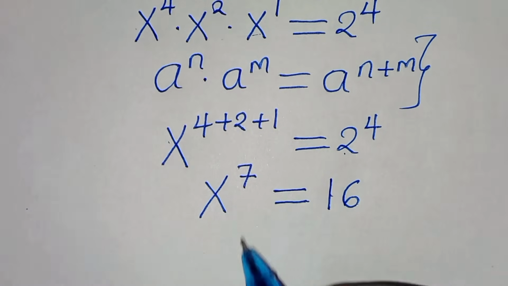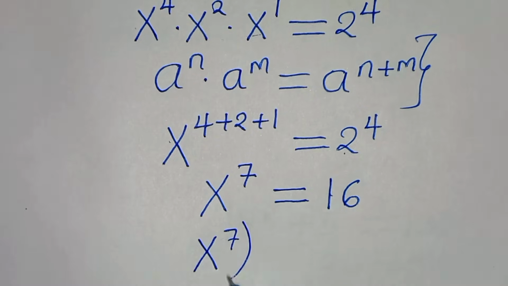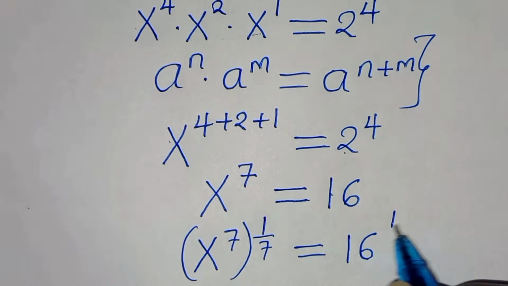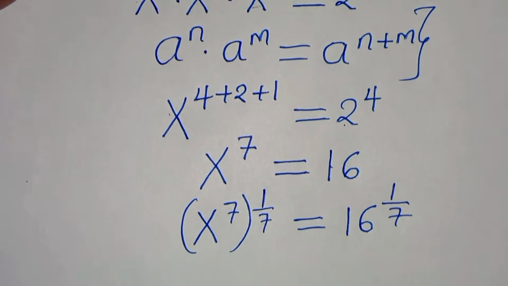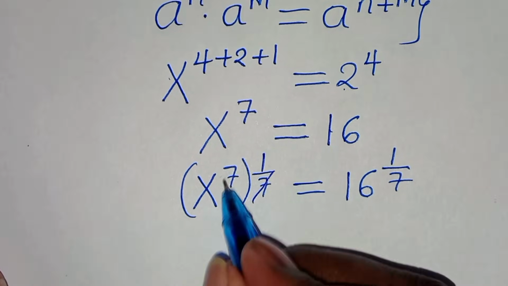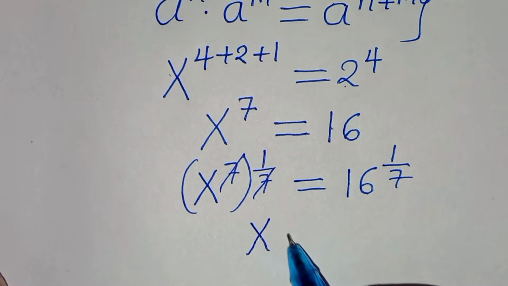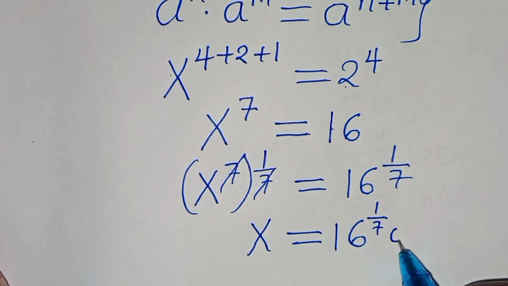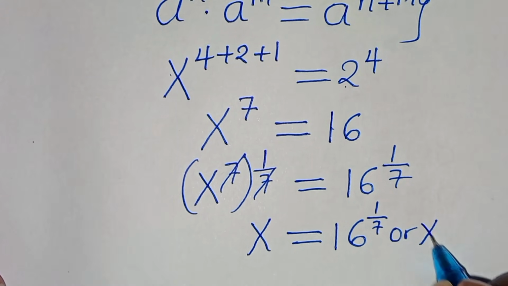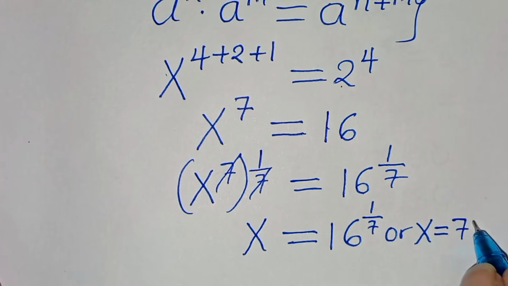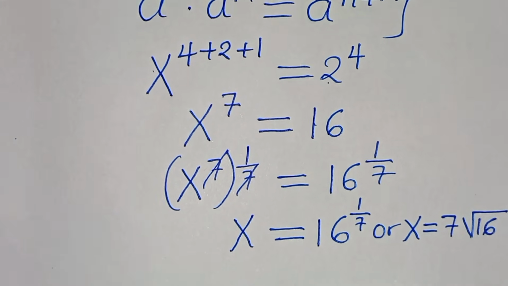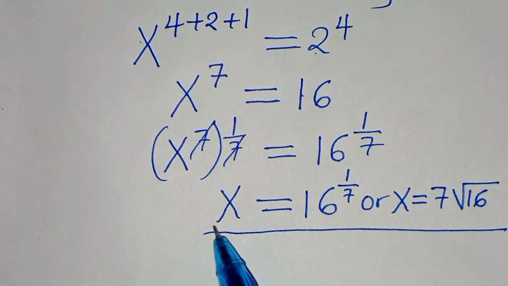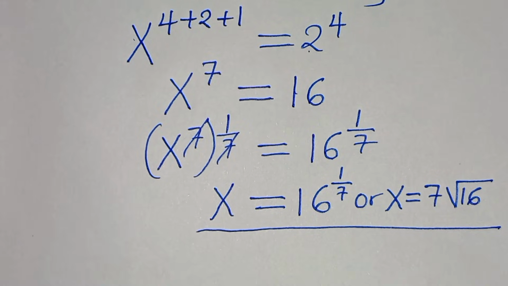To solve for x here, let's multiply both sides by 1 over 7. This is equal to 16 raised to the power of 1 over 7. Now let's simplify 7 and 7 here. And this means that x is equal to 16 raised to the power of 1 over 7. Or we can express this as x is equal to the 7th root of 16. Now, this is the value of x by applying method 1. So let's apply method 2.